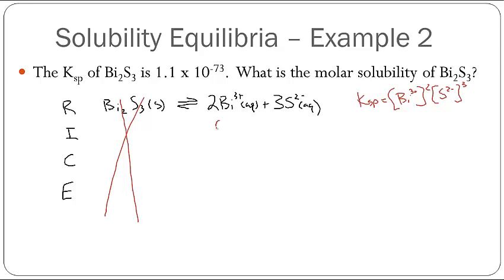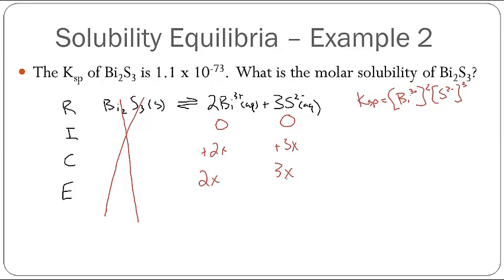Most people are good up to here, and they see, okay, plus 2x, plus 3x. And so at equilibrium, they have 2x and 3x. Now, the two things that I've seen people do most commonly is they set x to the fifth equal to KSP. That's not right. I've also seen people do 6x to the fifth equal to KSP, which is also incorrect.